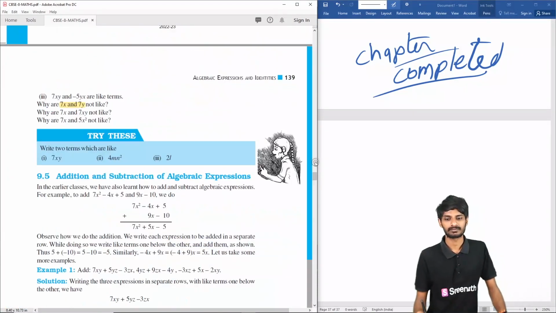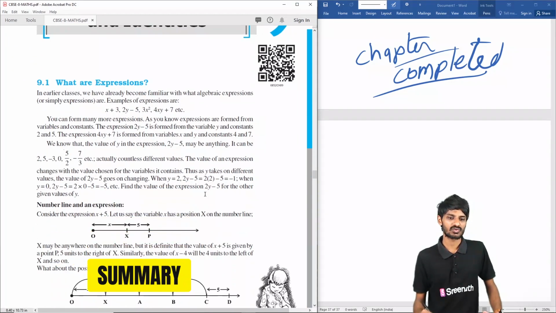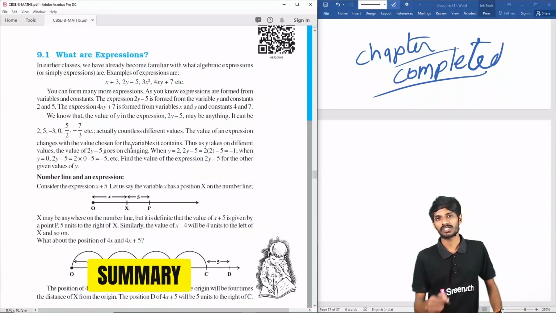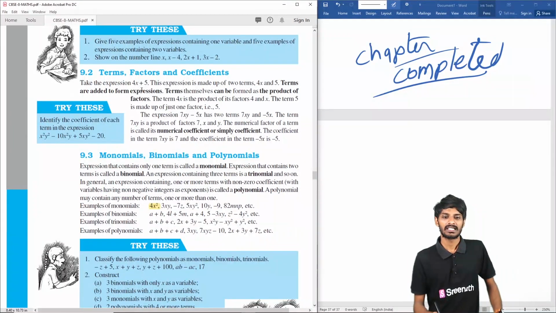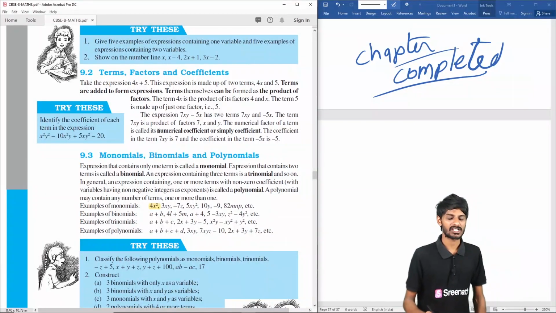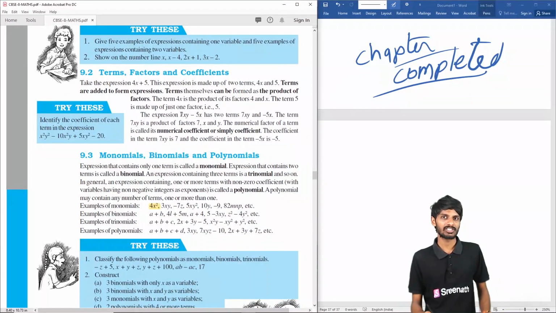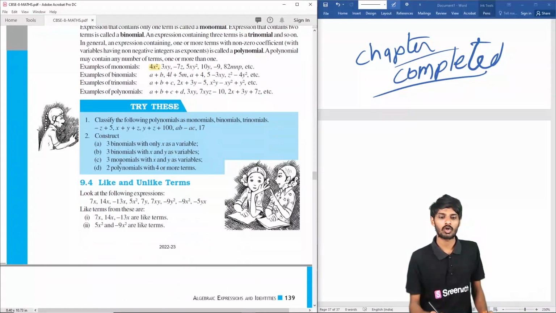So we are going to see the summary of this session, students. Expression means it is a combination of two or more terms. Regarding the terms, they have some variables and some constants, with multiplication and numerical coefficients. Monomial means if in an expression there is only one term, it is a monomial. If there are two terms, it is a binomial. If there are more than two terms, it is a polynomial.